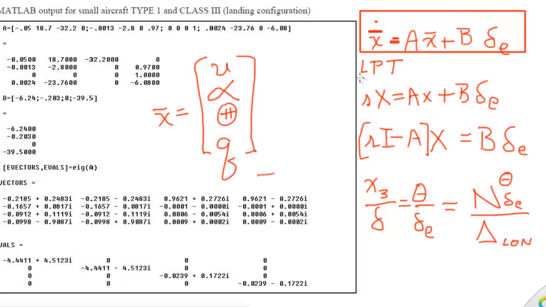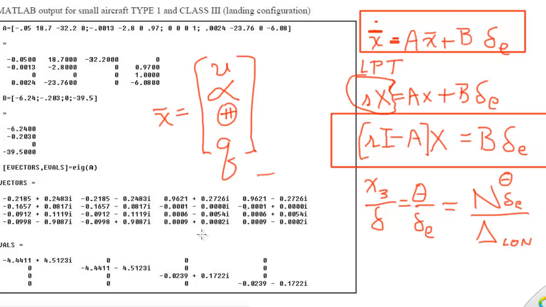airspeed, angle of attack alpha, theta, and then q, with the 4 states. If we take the Laplace transform, then the x dot becomes sX, and these variables just become variables of s. Then I can factor the X on the left-hand side of the equation, and that will give me (sI minus A) X(s) equals B delta E.